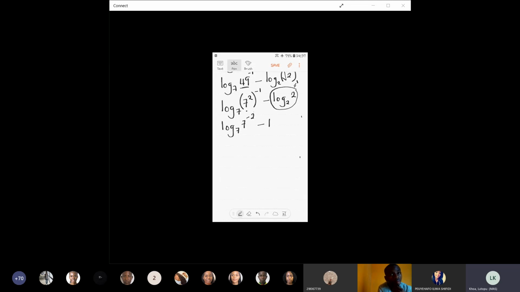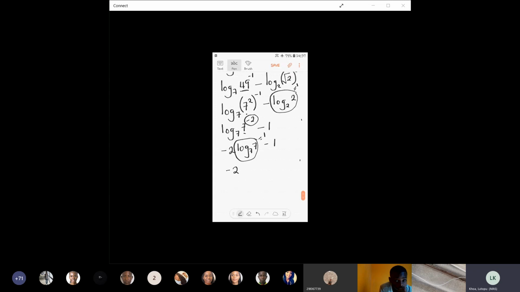Then I have an exponent of the argument. The exponent will come down, so I have minus 2 log base 7 of 7 minus 1. Then again, log of anything to that same base is just equal to 1. So I have minus 2 times 1 minus 1. This should be equal to minus 3.